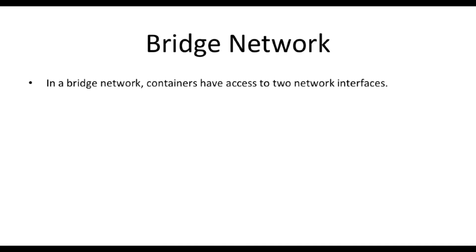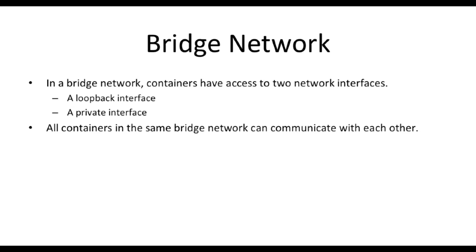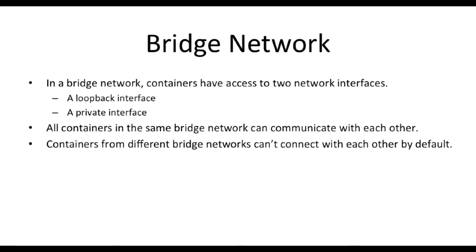Let's recap. In this lecture, we have demoed the bridge network model. In a bridge network, containers have access to two network interfaces: the loopback interface, which does not have network access to the outside, and a private interface, which is connected to the bridge network of the host. This is the one used to connect to the outside network. All containers in the same bridge network can communicate with each other. Containers from different bridge networks can't connect with each other by default. But we can manually connect a container to another bridge network.